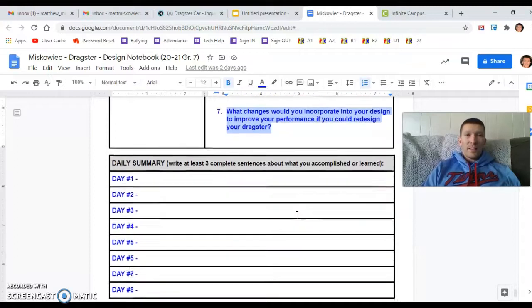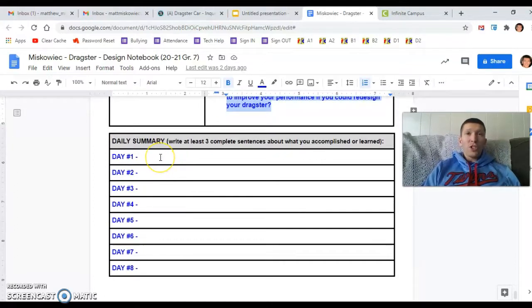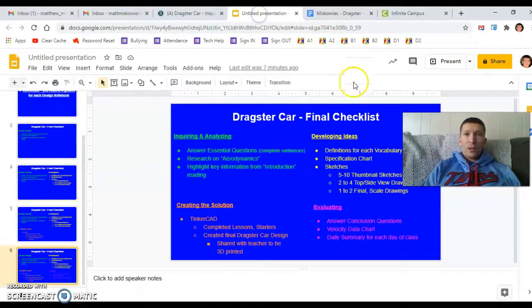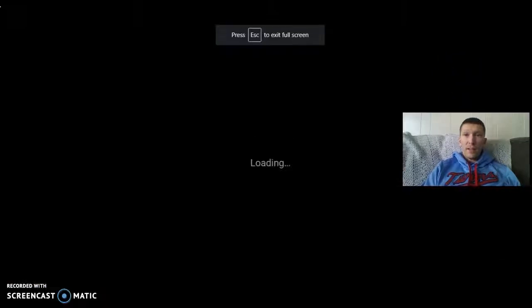And lastly, it's daily summaries. What did you do or accomplish or learn for each day you were in here? And so hopefully you were filling that out each day that we went through the design notebook.